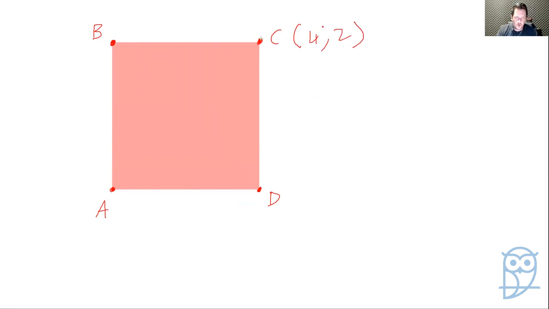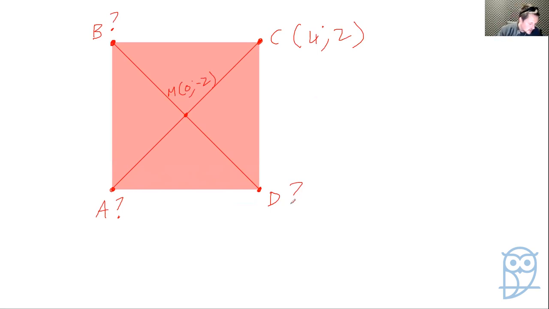Besides that, we are also given the fact that we have one diagonal over there and one diagonal over there, and we are told that this intersection point is the midpoint, and that is 0, minus 2. And they say to me, find the coordinates of B, of A, and of D. Sure.